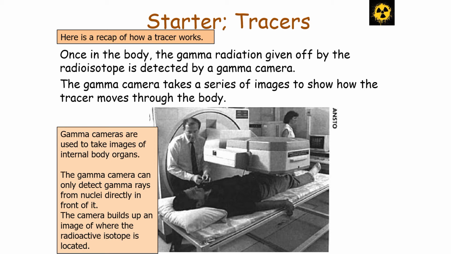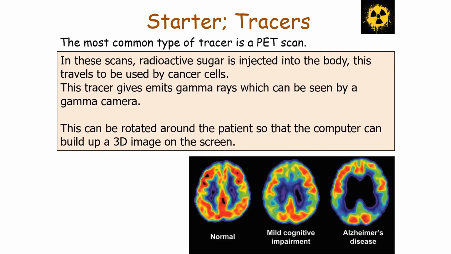Now, the most common type of tracer can be found in a PET scan. In these scans, radioactive sugar is injected into the body. This travels to be used by cancer cells. This tracer then emits gamma rays, which can then be seen by a gamma camera. This can be rotated around the patient so the computer can build up a 3D image on the screen.